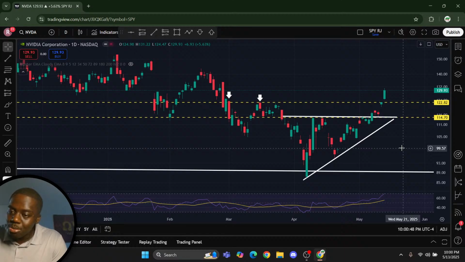So as soon as the market flips bearish again, guess what? I'm looking for bear flags, and I'm on Mr. Bear all over again. But while it's bullish, I'm looking for these bullish plays.